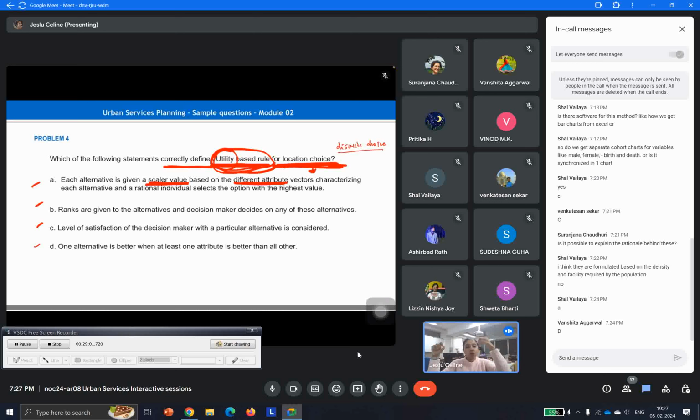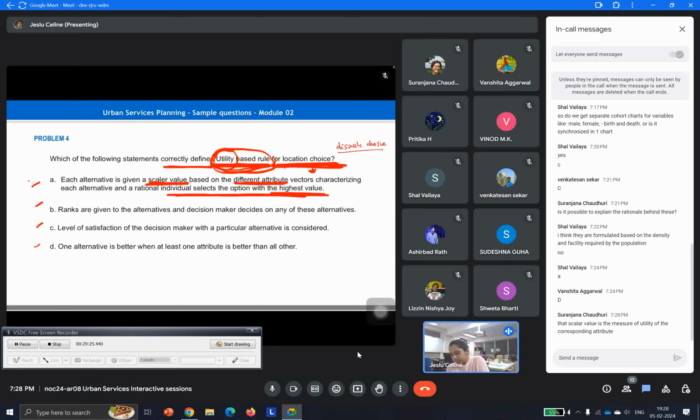So the utility of each attribute which is there, as I was saying, these attributes individually cannot be improved or cannot be compromised. It's a discrete choice. So in this discrete choice that we have, each attribute is given a value by a utility value. Now, based on this utility value, an individual selects the option with the highest utility value. So, option A is the right answer for this question based on utility based rule for location choice. Now, let's look at other options also.